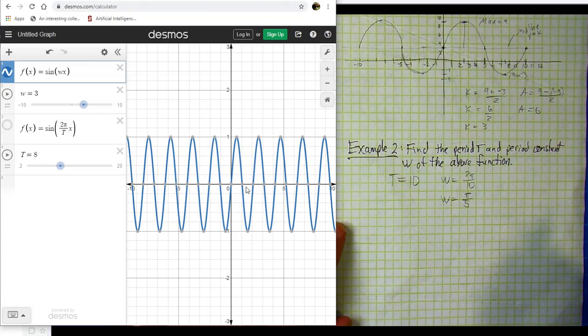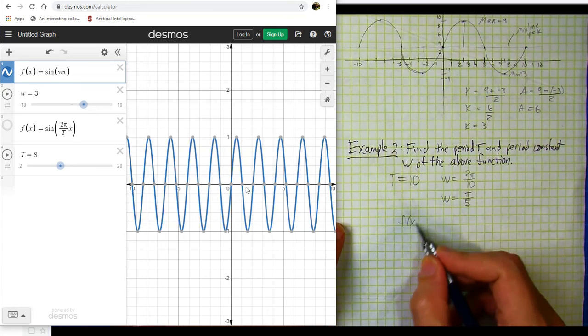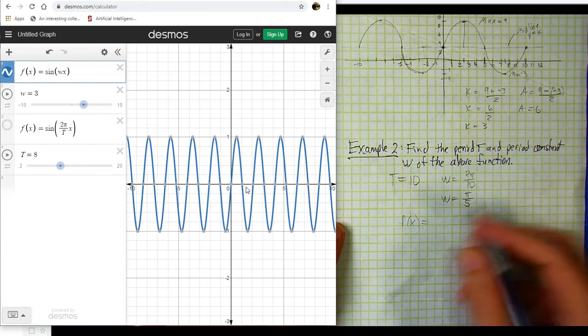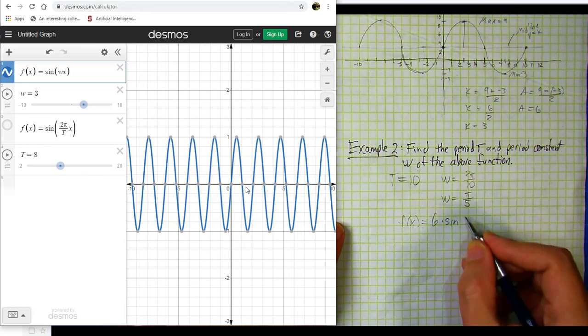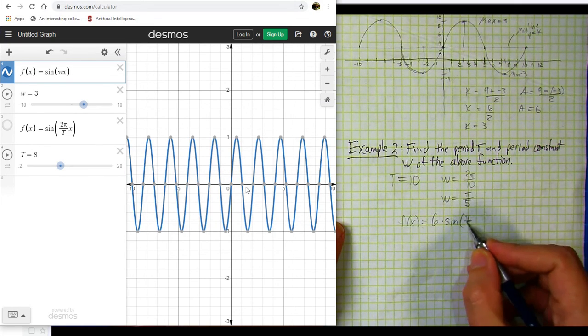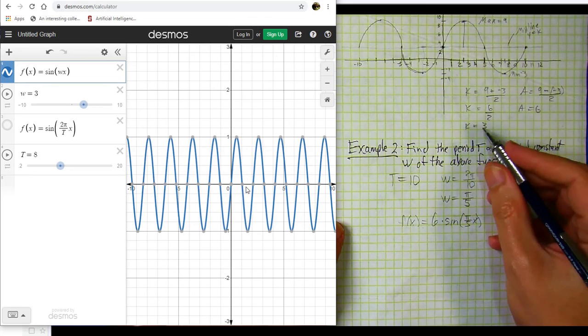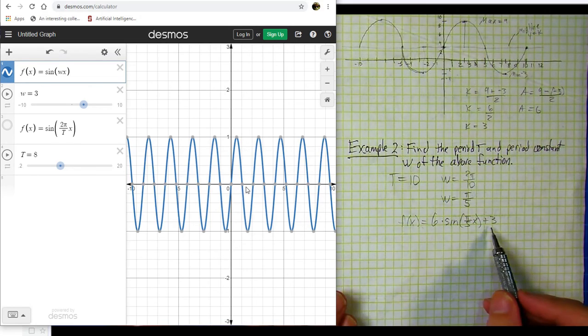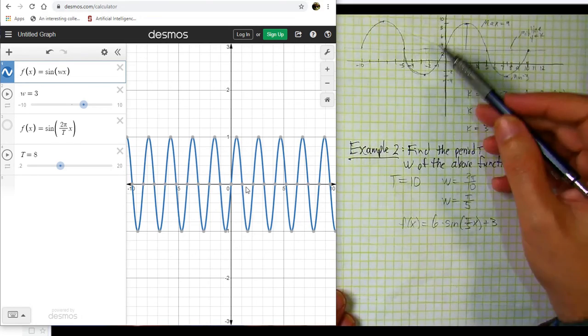If there's no horizontal shift, then we'd have f of x equals A, the amplitude we found was 6, times sine of pi over 5 x. Midline was 3, so we write plus 3. And then we could graph this in Desmos and see that it generates the same thing as here.